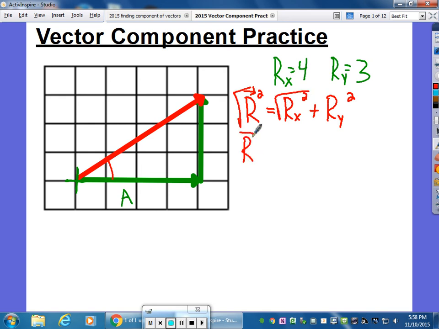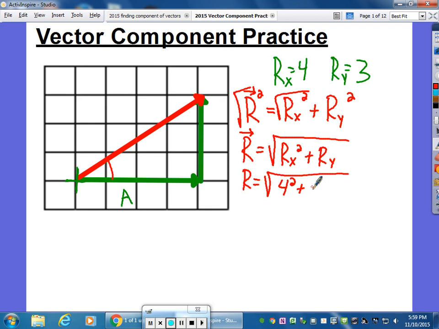So we end up with the magnitude of the resultant vector can be found by taking the square root of its X component squared plus its Y component squared. And in this case, here's its X and here's its Y. So we would plug those numbers in, and we take the square root of 4 squared plus 3 squared, which is going to be 5. And again, the handout tells you that it's a centimeter per box. So the resultant vector is 5 centimeters in magnitude. They always have a magnitude and a unit.